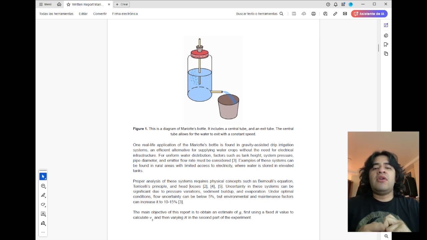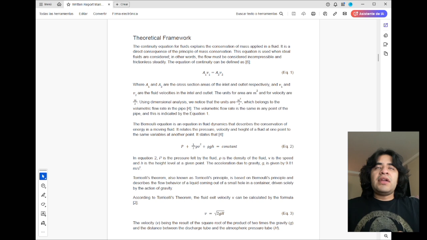But in this case, our main goal is to determine an estimate value for gravitational acceleration using some of the parameters that are found in Mariotte's bottle experiment. Let us dive into the theoretical concepts that the experiment relies on.